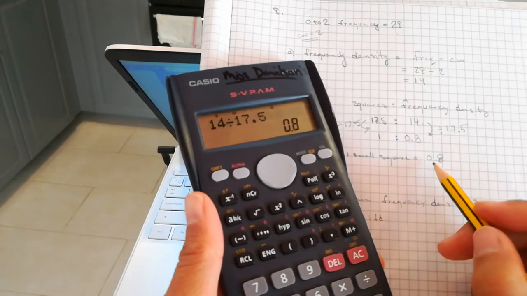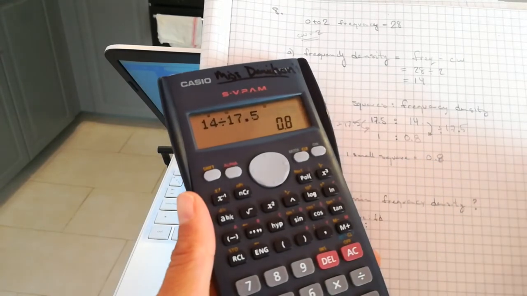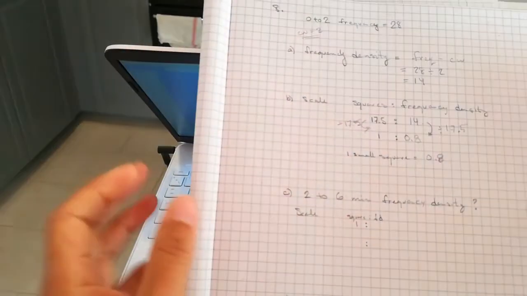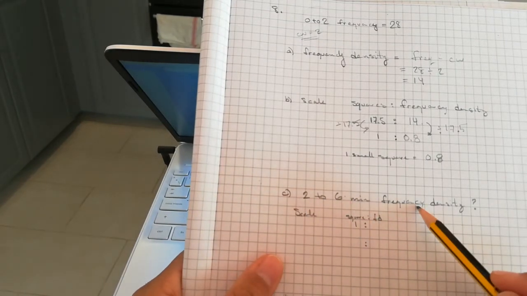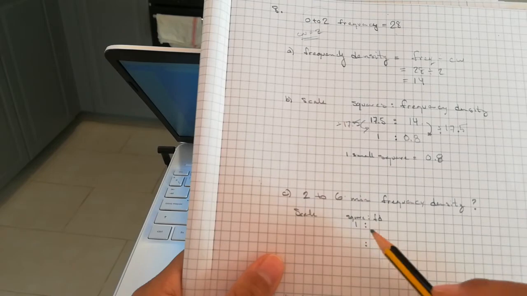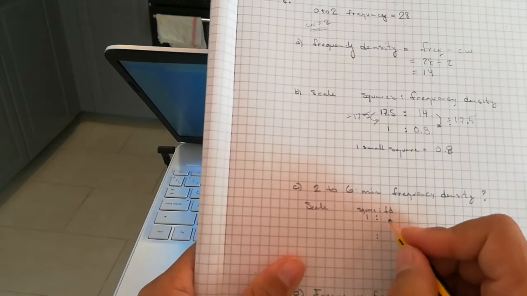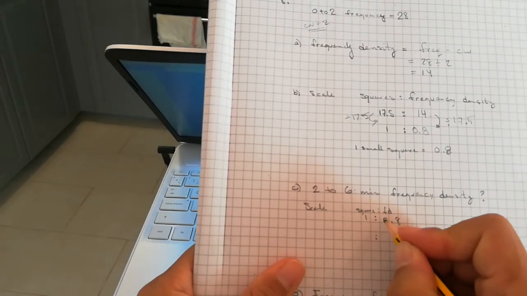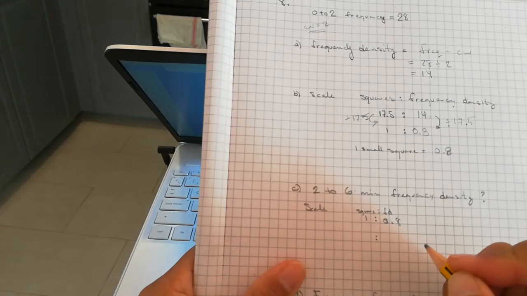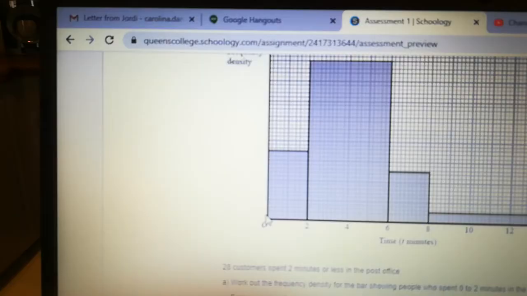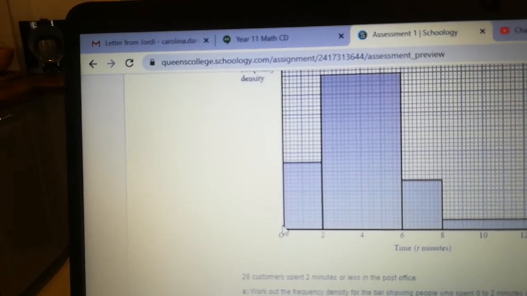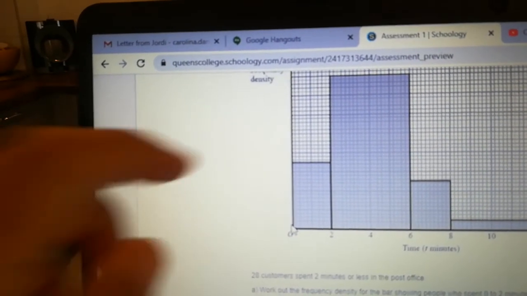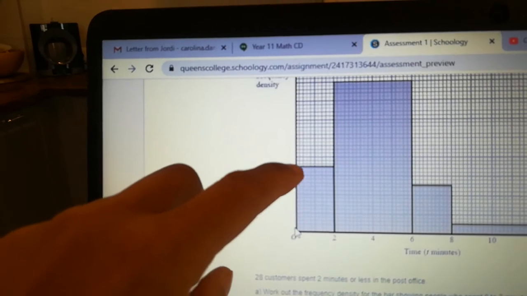I need to divide by 17.5. Not an easy division to do, so calculator, 14 divided by 17.5. Okay, and that gives me 0.8. Each square is worth 0.8 in frequency density. So 1 square equals 0.8. Not the easiest scale to work with, but you just need to count how many squares there are and then multiply it by 0.8 to find out what frequency density that represents.